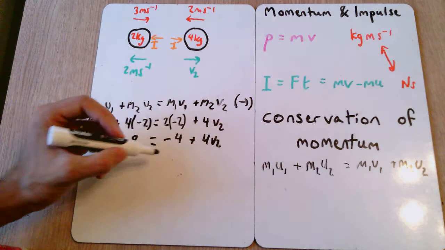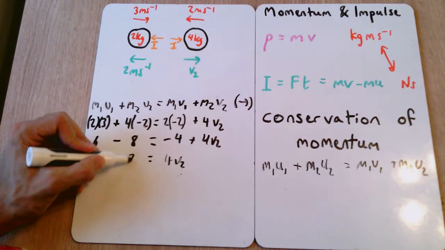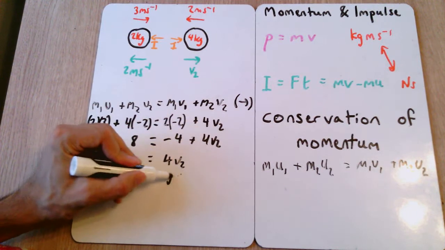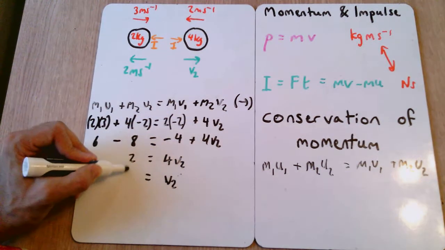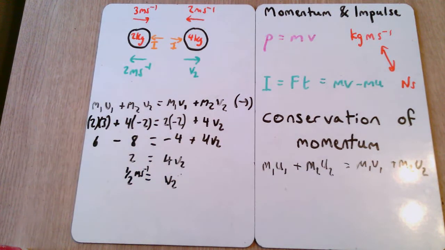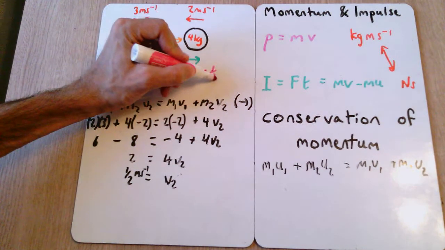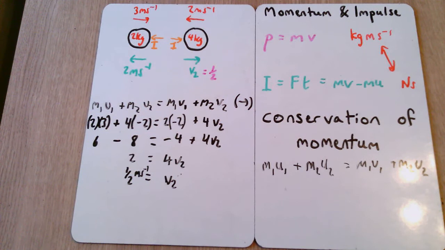And if we rearrange this, we end up with 4v2 is equal to 2. So once again, v2 in this case is equal to 0.5 meters per second, just using our formula of conservation of momentum. We can put that into our diagram afterwards if you want to, just to make it easier for the next part. So v2 here is equal to 0.5, and it is still going to the right because v2 is positive. And now we just need to work out the impulse.